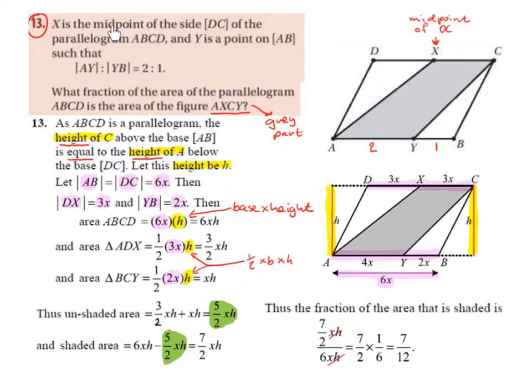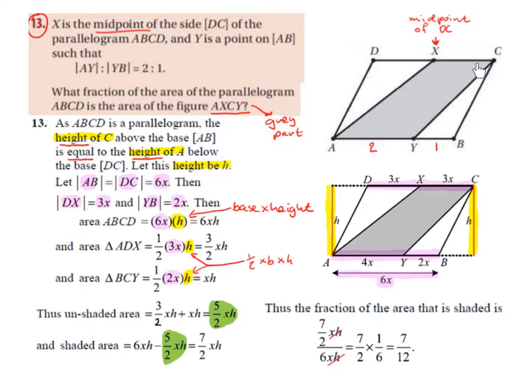X is the midpoint of the side DC. So this is the side DC, and X is the midpoint. So the distance from D to X is equal to the distance from X to C. So X is the midpoint of the side DC of the parallelogram ABCD.